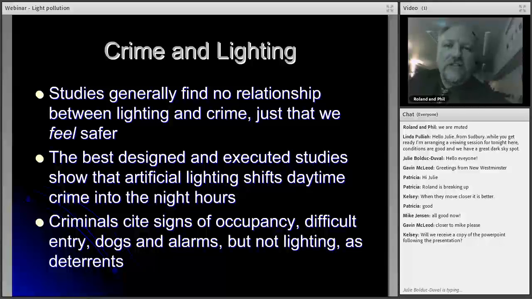And when we ask the criminals what motivates them to target where they've been doing some thievery, they cite signs of occupancy, difficult entry, so locks, barred windows, and so on, dogs and alarms as the things that are deterrents, and lighting is not listed amongst those deterrents.